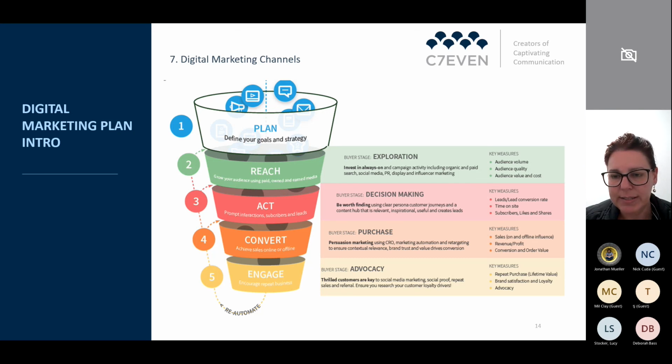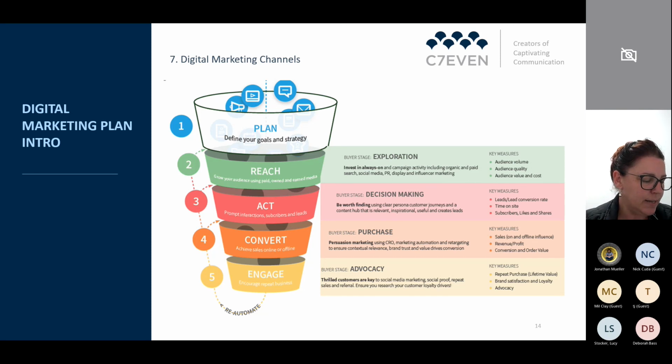Even at that early stage, you want to make sure you've got metrics identified, which comes back to our SMART principles, that you can actually measure to say, okay, are these efforts actually doing anything for the business? You're not just posting for posting's sake.